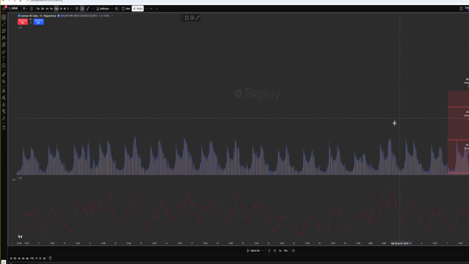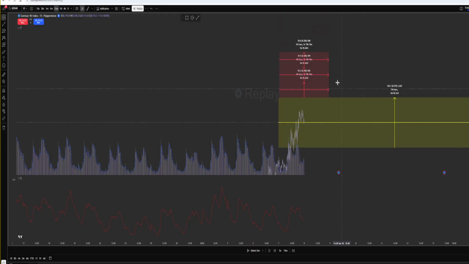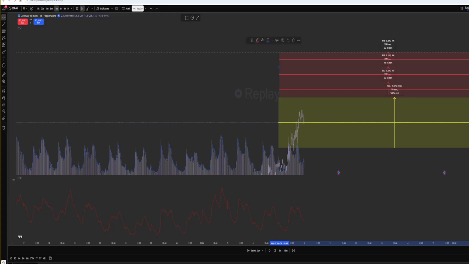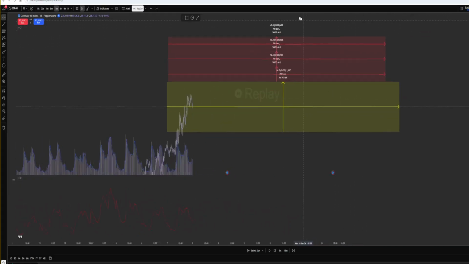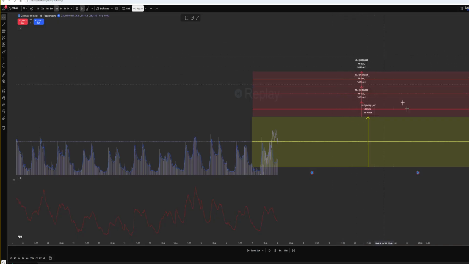Let's zoom out a little bit here. We're just gonna drag this so that it fits. The other one, and we're gonna do the same in the opposite range. If we go above here, don't trade.